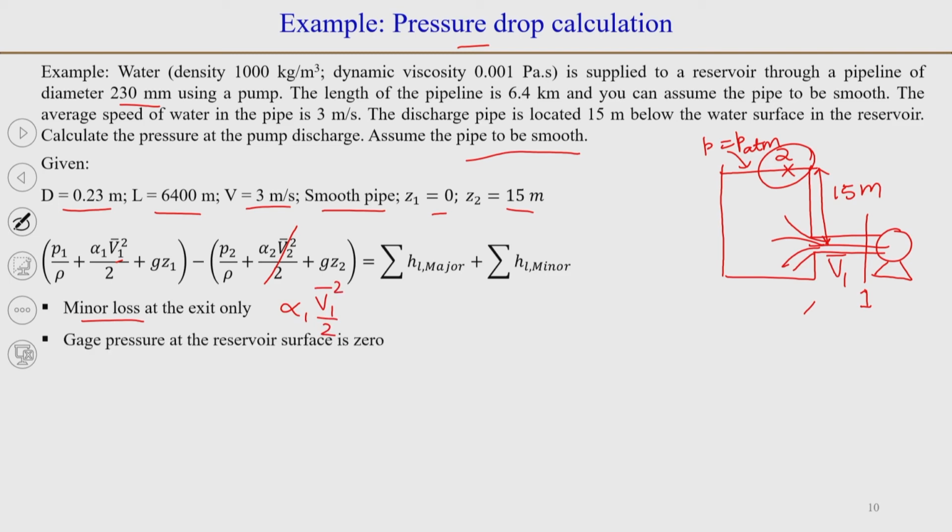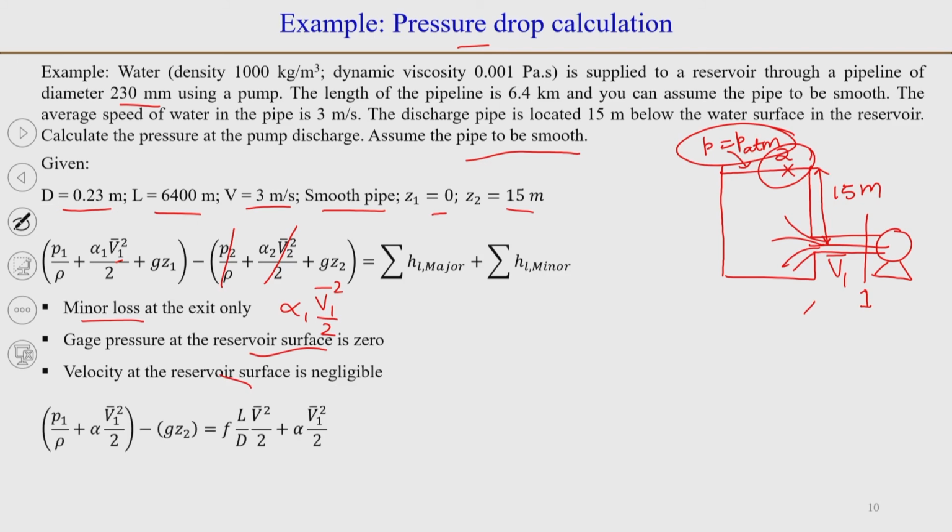Then the top surface is open to atmosphere. So, if we consider gauge pressures, then the gauge pressure at the reservoir surface, that is at point 2, is 0. So, we will consider gauge pressures, and P2 will be 0. Remember, what we will get as an answer for P1 will be a gauge pressure. We have already talked about the velocity at the reservoir surface, V2, being 0. So, considering all this, Z1 is 0, so this term will also go.